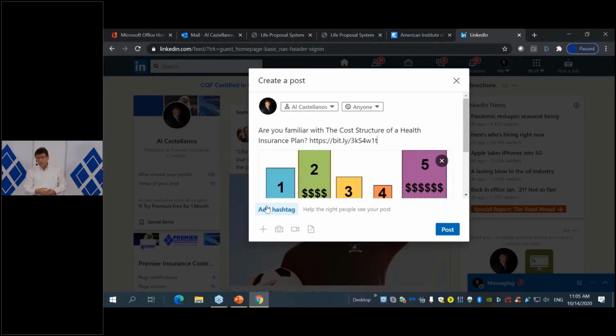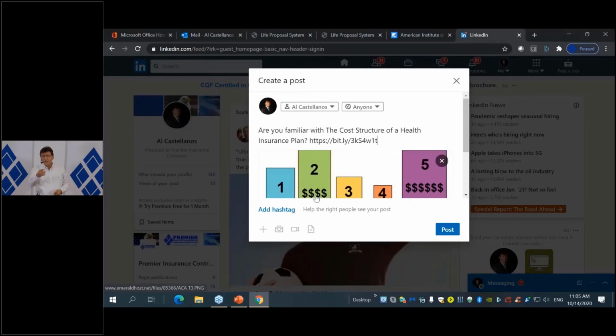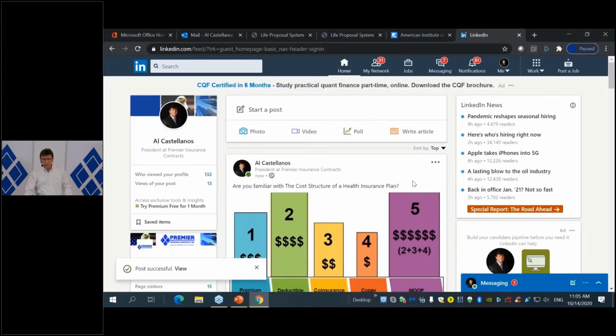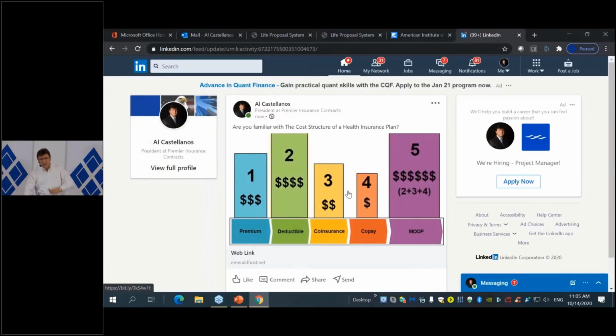Since this is an ad on the cost structure of an ACA plan, this can easily connect to a quote engine. You tell them about it, and then you send them to a quote engine where they can enter their information and see quotes, for example. But I'm not going to get into that in this post, because what I want to make sure is that you just create the activity. So I'm going to post this message, and it tells me that it was successful. I always recommend that you view the post. So there it is, I just posted this image on LinkedIn.